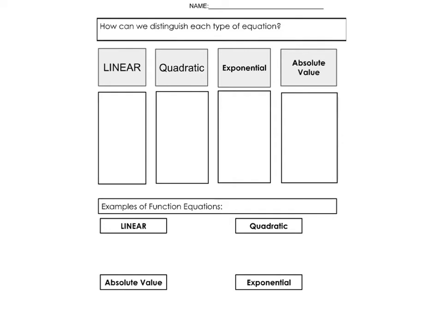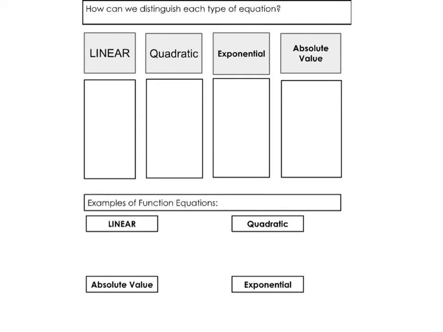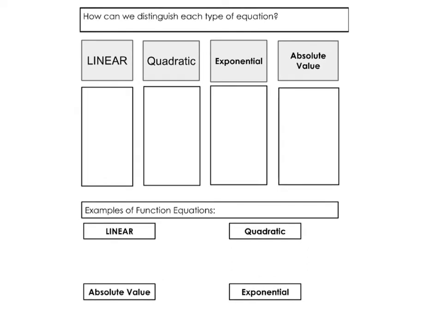Okay, we're going to talk about classifying functions, and I want to talk about the different types that we'll be looking at in Algebra 1 this year. Last year you started out with a linear function, which is basically a straight line. It's only got plus, minus, multiply, or divide in it. There's no square roots or absolute value.